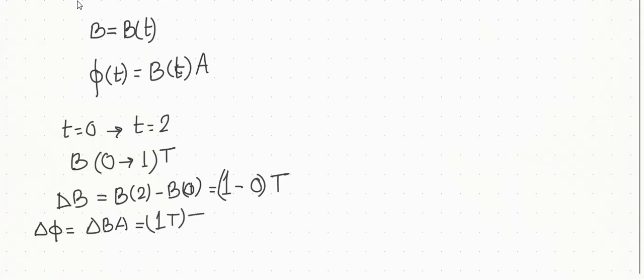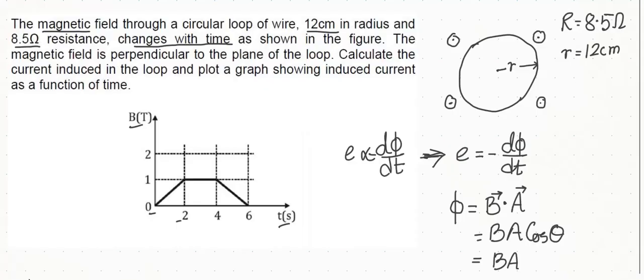So this will become 1 Tesla multiplied by the area. What is the area? Pi r square here, and the value of the r is given. So that is in Weber. And what is the time interval here? Obviously the time interval is del t equal to 2 minus 0 second, that is 2 second. So from t equal to 0 to t equal to 2, we can find out the value of the EMF induced.